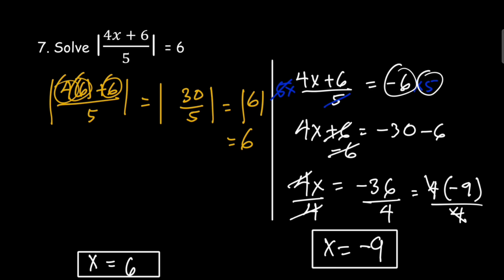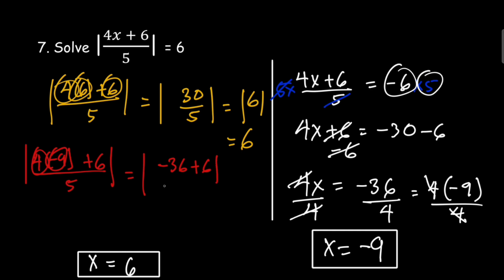How about when x is equal to negative 9? When x is negative 9, we're going to be getting the absolute value of 4 times negative 9 plus 6, divided by 5. And here we go. We're going to be getting 4 times negative 9, which is negative 36, then plus 6, divided by 5, and negative 36 plus 6 is giving us negative 30, then divided by 5. We have this right here, and this is going to be negative 6, and the absolute value is going to force this to become positive, and that is pretty much it.